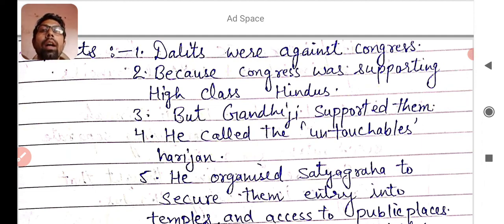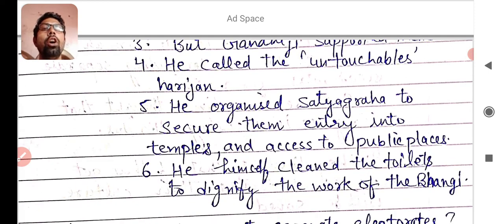He called them Harijan. You know that Harijan here means the son, or the generation of God, the people of God. I hope you learned the point now. The next point is, he organized satyagraha to secure them entry into temples and access to public places. He also organized satyagraha for them, and you learned their demands and the major problem now.